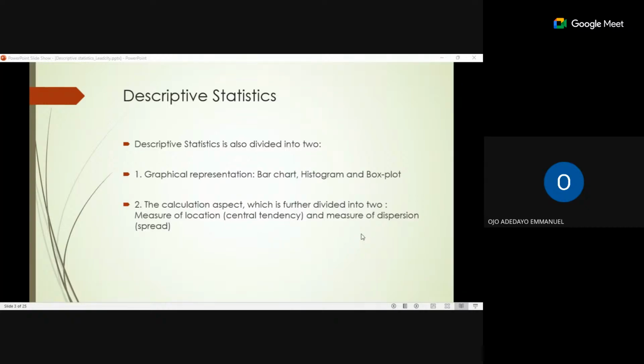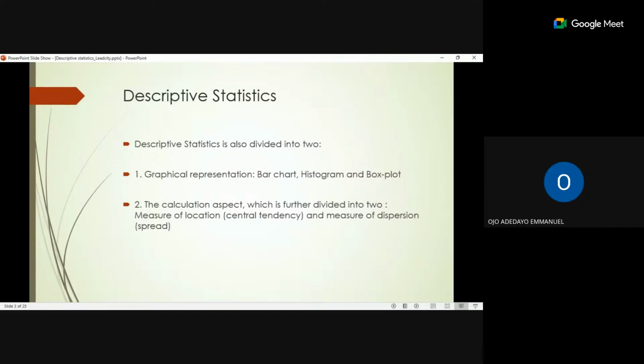The beauty of descriptive statistics is that once you understand the concept of graphs, you'll be able to represent your data graphically, whether through bar chart, histogram, pie chart, or box plots. That is the graphical part of descriptive statistics. The other part, the calculating part of descriptive statistics, is also divided into two.